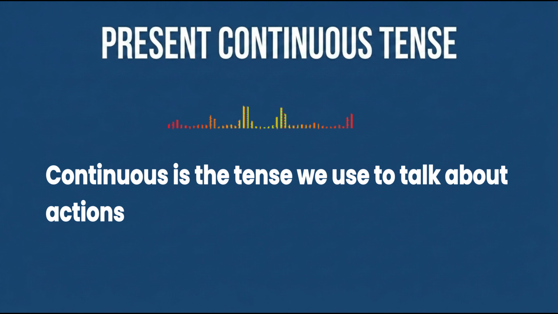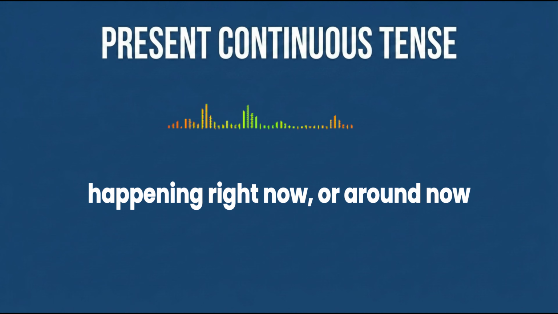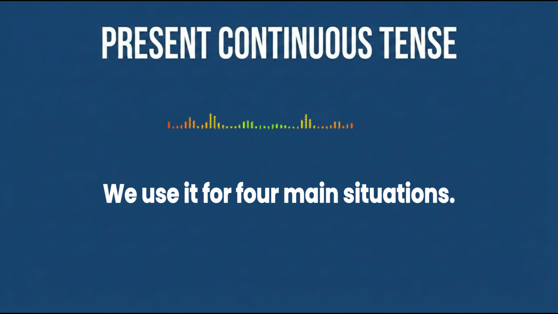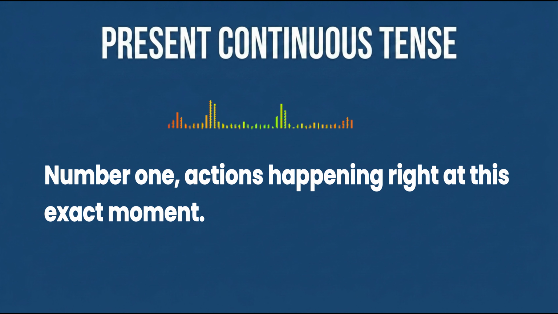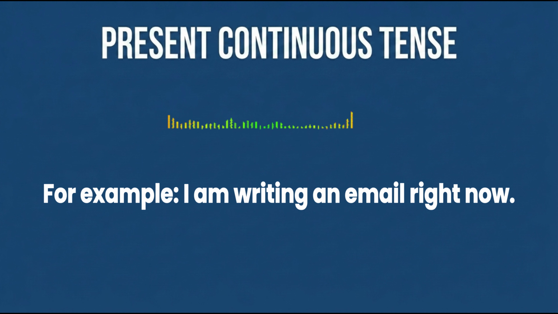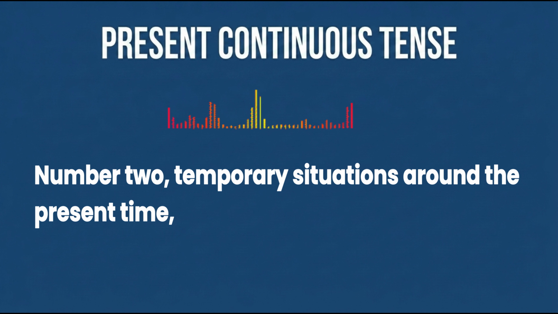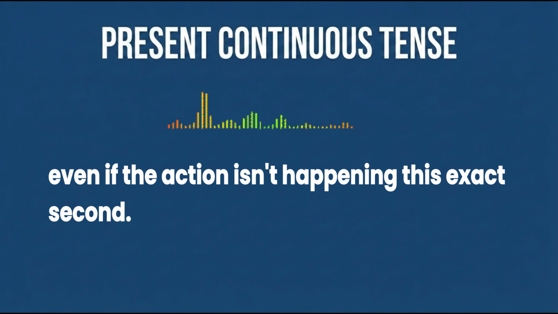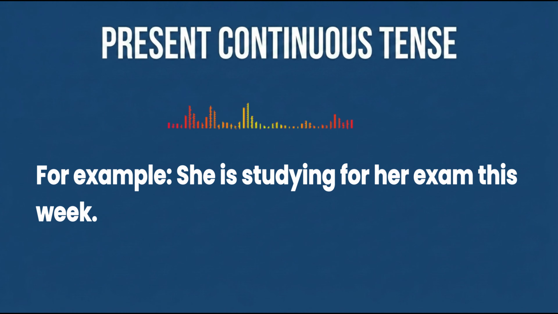The present continuous is the tense we use to talk about actions happening right now or around now. We use it for four main situations. Number one, actions happening right at this exact moment. For example, I am writing an email right now. Number two, temporary situations around the present time, even if the action isn't happening this exact second. For example, she is studying for her exam this week.